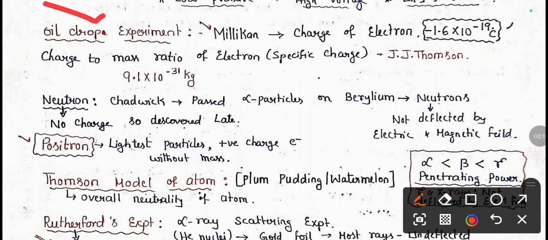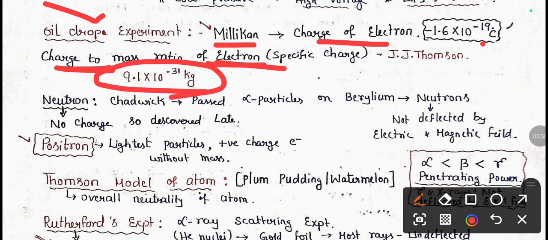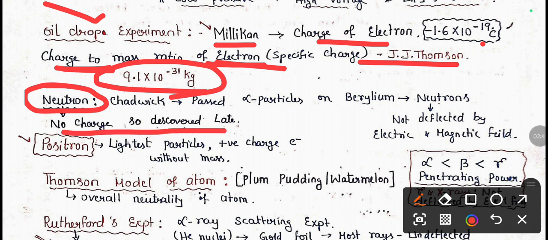The oil drop experiment was done by Millikan, and with this experiment he determined the charge of the electron, that is minus 1.6 into 10 to the power of minus 19 coulomb. The charge to mass ratio of the electron, and its mass, which is 9.1 into 10 to the power of minus 31 kg, were discovered by J.J. Thomson. The neutron's discovery was late because it does not carry any charge.